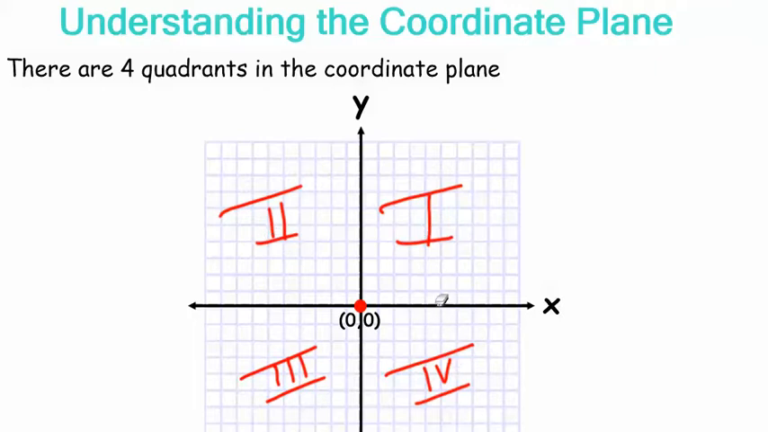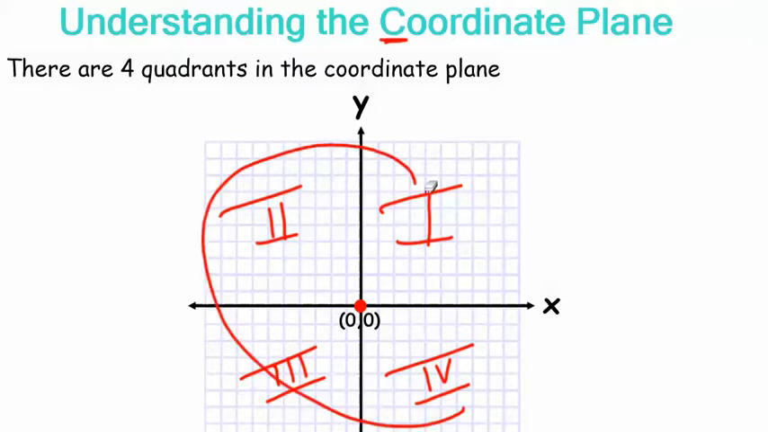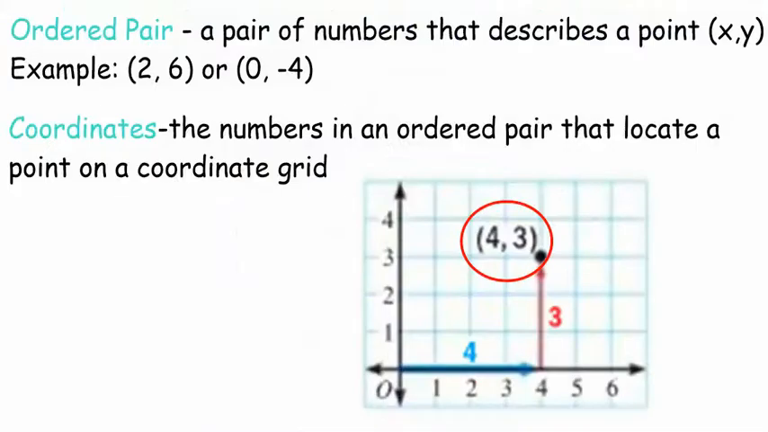And why they are like that, why it starts here and goes counterclockwise, I don't know, but that's just how it is. The way that I think about it is because this is the coordinate plane, I always think that it looks like a big C. Okay, so it starts here and goes this way. Okay. All right, so make sure you know those are the 4 different quadrants, okay?